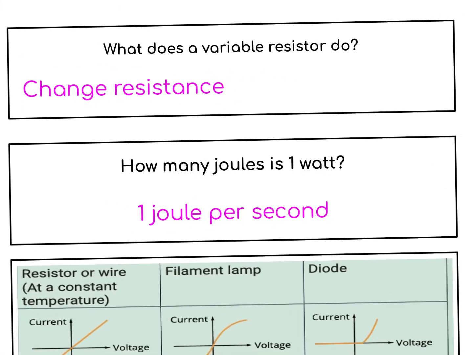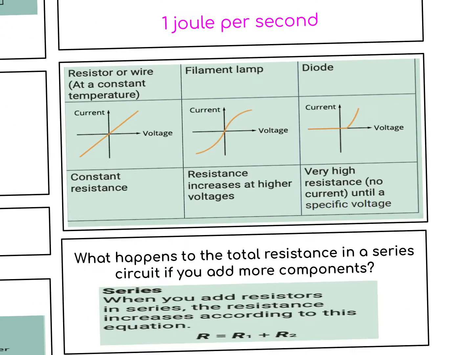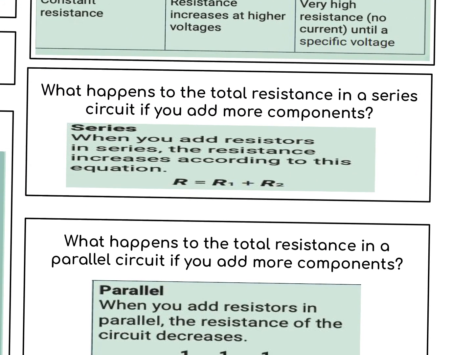What does a variable resistor do? It changes resistance. How many joules in a watt? 1 joule per second. What happens to the total resistance in a series circuit if you add more components?